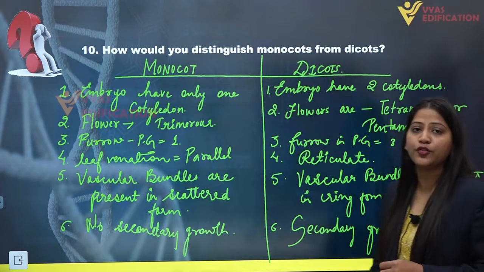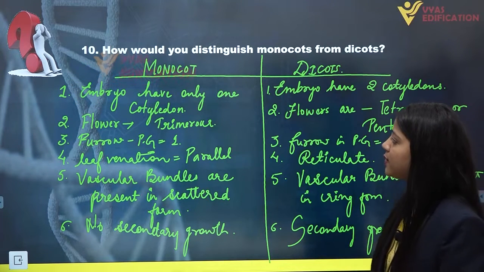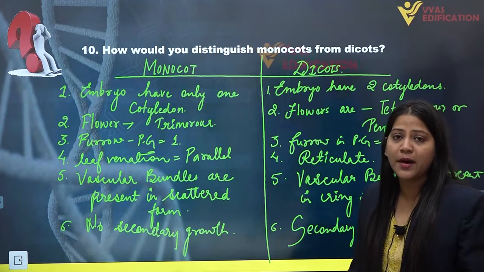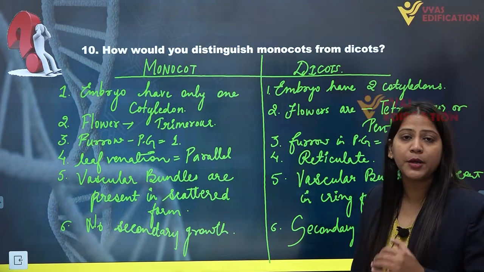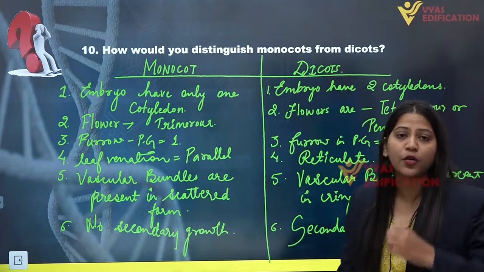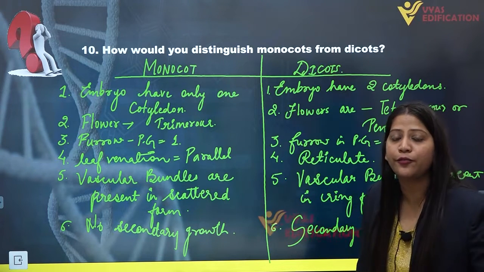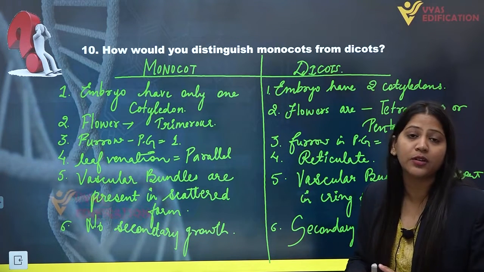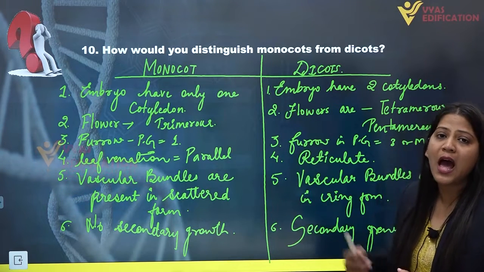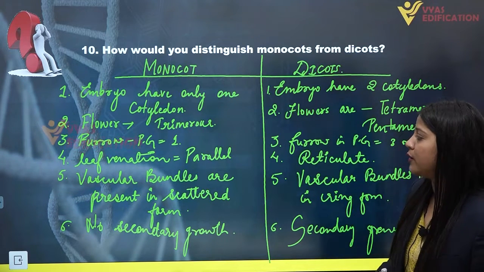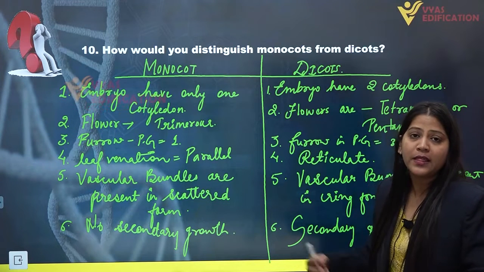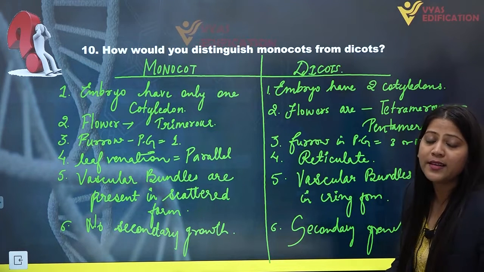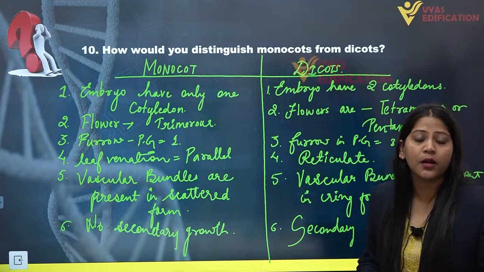So this is the complete solution of question number 10: monocots have only one cotyledon in their embryo, dicots have two. The flower is trimerous, that means the floral parts are in multiples of 3, and the floral parts of dicots are present in multiples of 4 or 5. Monocots have parallel venation, dicots have reticulate venation. The furrow in pollen grain is 1 in monocots, and dicots have 3 or more furrows. The vascular bundles are scattered in monocots and arranged in a ring manner in dicots. There is no secondary growth found in monocots, whereas secondary growth can be seen in the dicot plants.